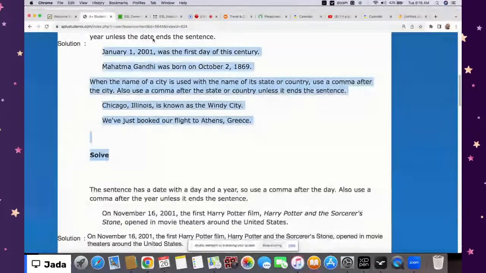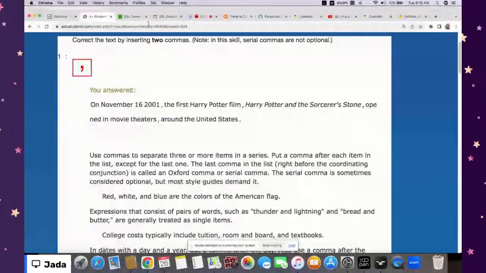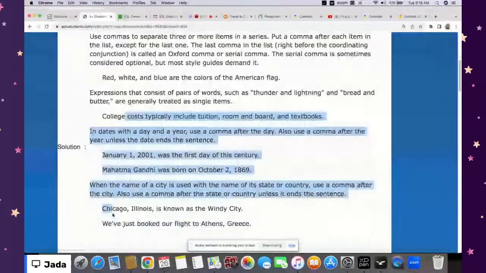Let's go check some examples. So it says correct the text by inserting two commas. So you just need to insert commas. Note in this skill on series, commas are not optional. On November 16, 2001, the first Harry Potter film, Harry Potter and the Secret Stone, opened in movie theaters around the United States. Okay? So now you need to insert two commas. So where are you going to insert the commas? Which should have the right comma? So yeah, let's look at this now.